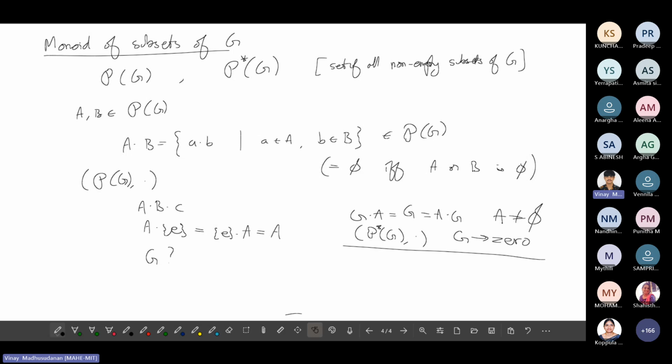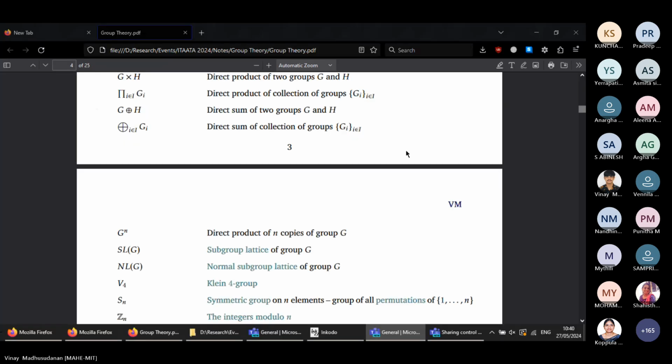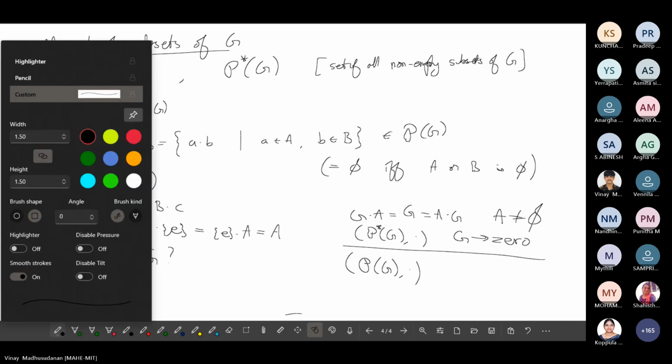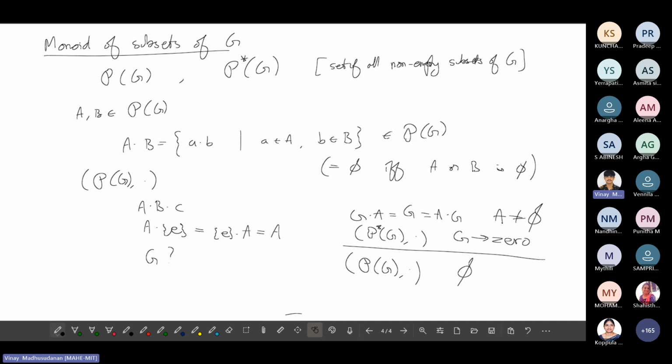Whereas if you take P of G comma dot, this also has a zero. What is that? Empty. Oh, sorry, I went to eraser mode for some reason. Right, this is a zero of this set. So you have to keep in mind what set you're working with.